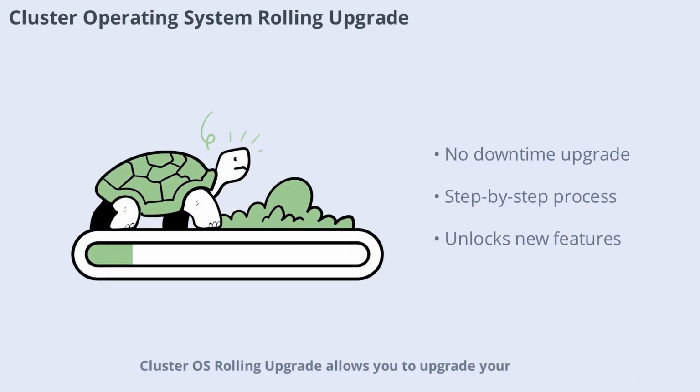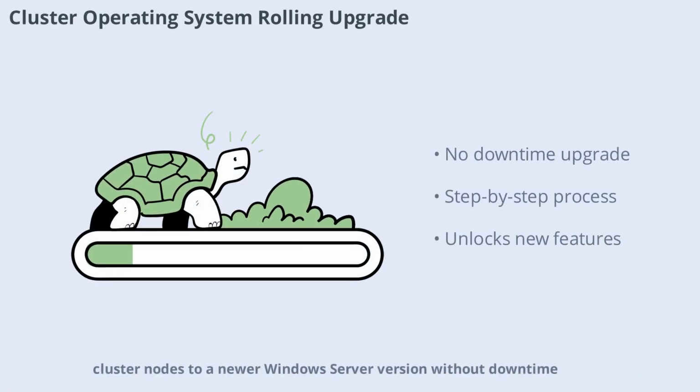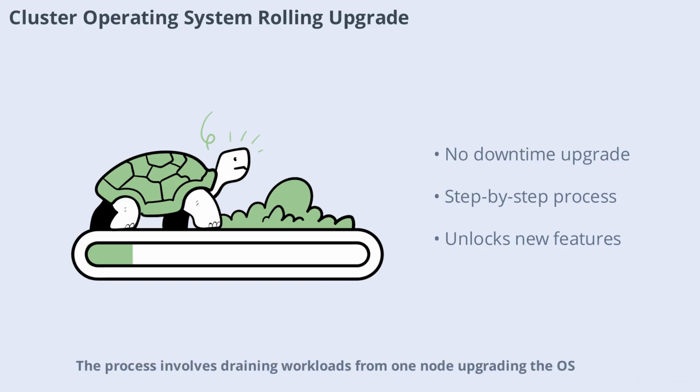Cluster OS Rolling Upgrade allows you to upgrade your cluster nodes to a newer Windows Server version without downtime. The process involves draining workloads from one node, upgrading the OS, and rejoining the node to the cluster. This is repeated for each node. Once all nodes are upgraded, you update the cluster functional level to unlock new features. Rolling upgrades support Hyper-V and scale-out file server workloads, making it possible to keep services online throughout the upgrade process. Planning and testing are key to a successful upgrade.